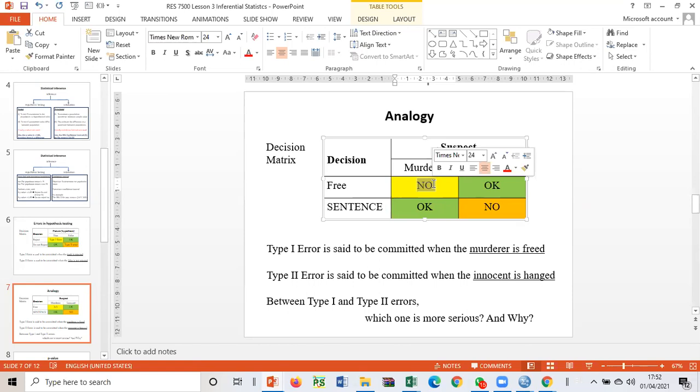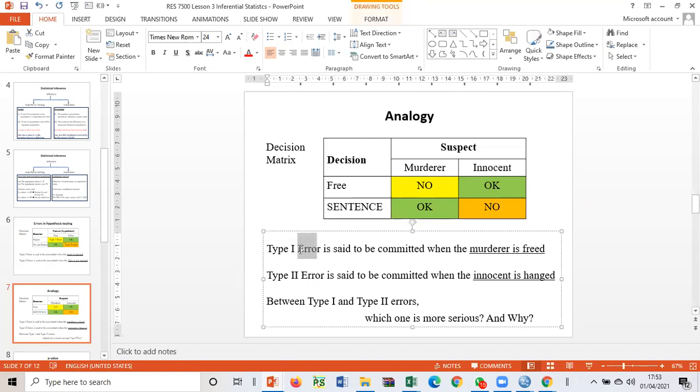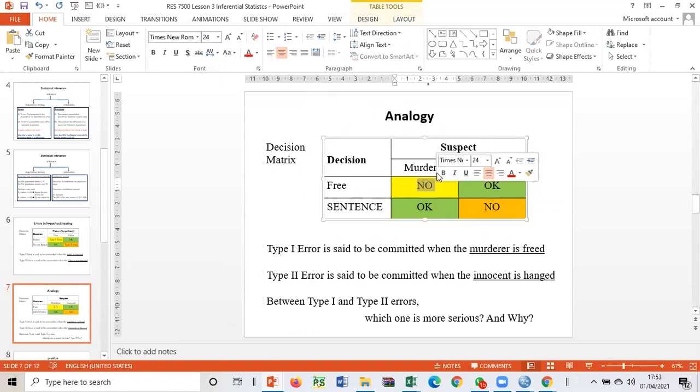The judge frees the murderer. Is it because he liked the murderer? Why does the judge ultimately free him, if the judge knows he's a murderer? Lack of evidence. This error is not a mistake; it is said to be committed when a murderer is freed. Why is the murderer freed? Because of lack of evidence. So we call it an error. We are committing an error here.